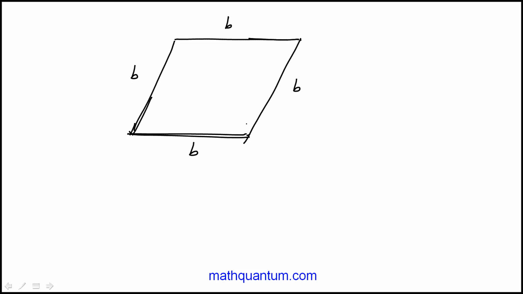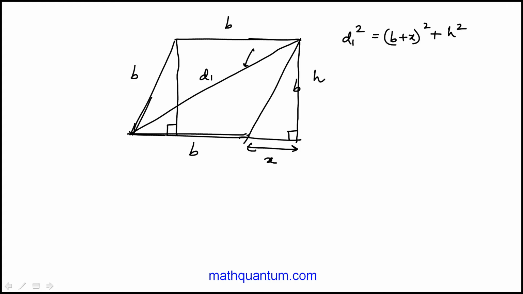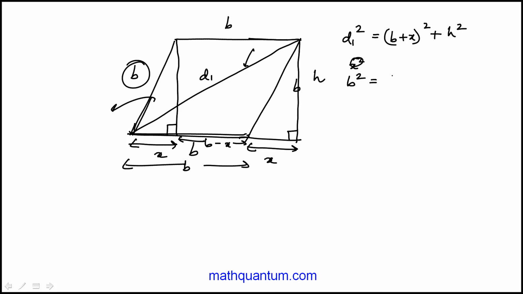So if I apply the Pythagorean theorem to the larger right triangle, that would be (b plus x) squared plus h squared. Now if I draw this altitude here, this is also x, because this part here is b minus x, so it's just shifted, whereas this part here, that whole thing is b. So if I apply the Pythagorean theorem to this triangle here, let me do it this way. This is b squared, keep the diagonal on that side, is equal to x squared plus h squared. So that's the height of the rhombus. x is that dimension.